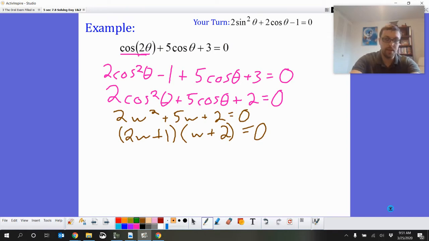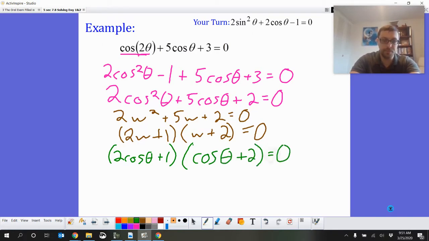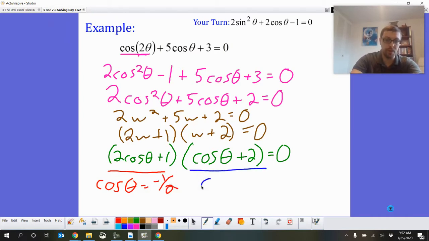And then we turn it back into cosine. I forgot what I was doing. So 2 cosine theta plus 1, and we've got a cosine theta plus 2 equals 0. All right. Now we want to make our 2 little equations. So right here, we've got cosine of theta equals negative 1/2. And then for the other one, we've got cosine of theta equals negative 2. Let me fix that 2.